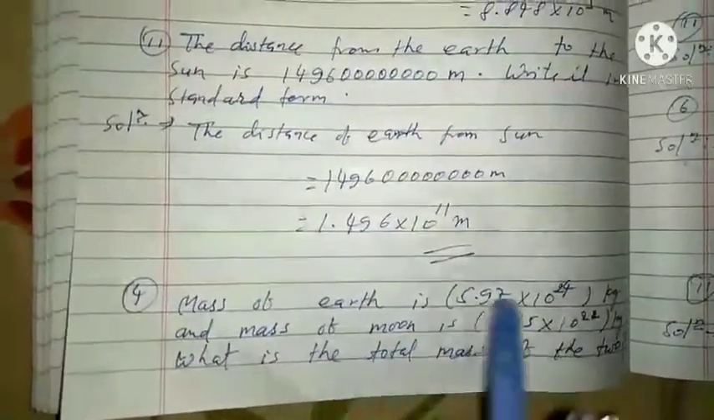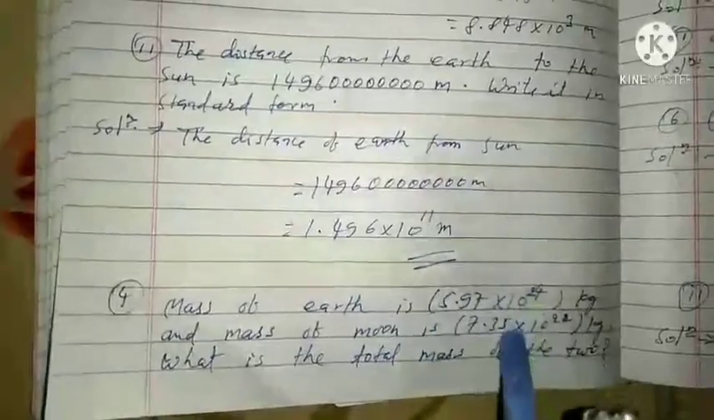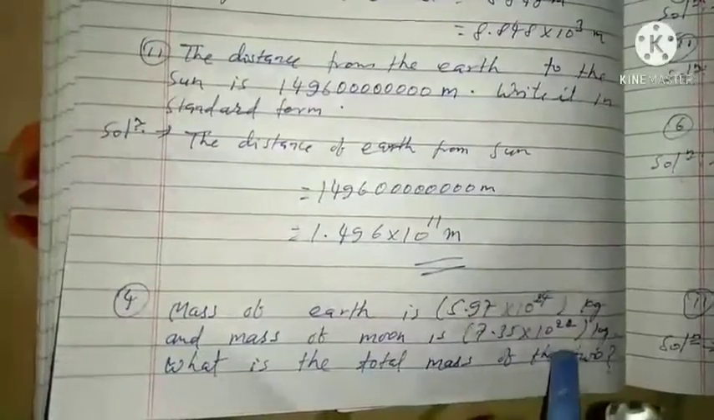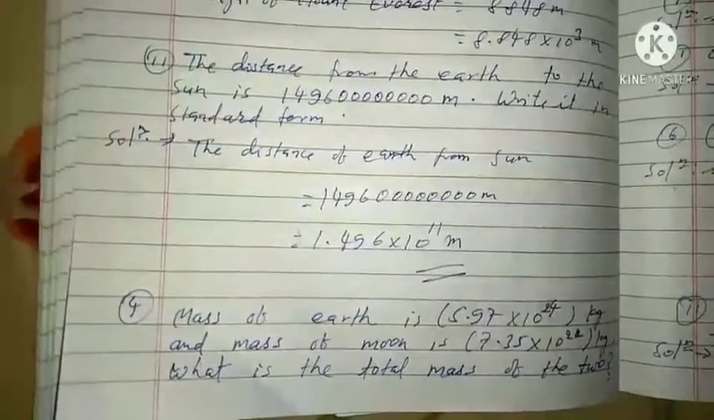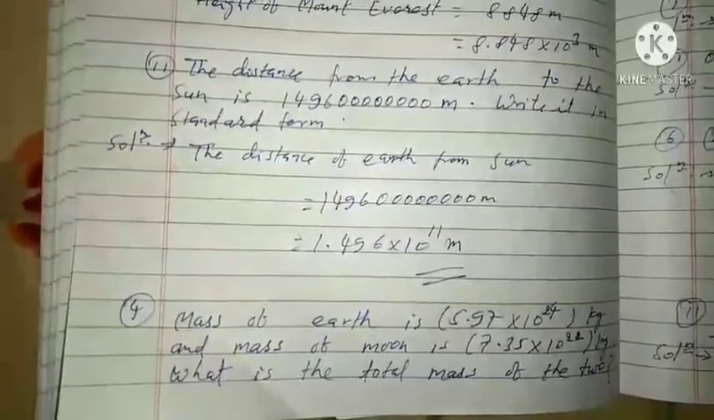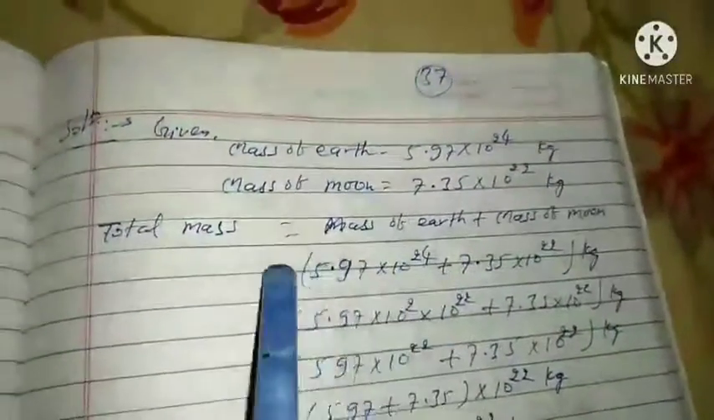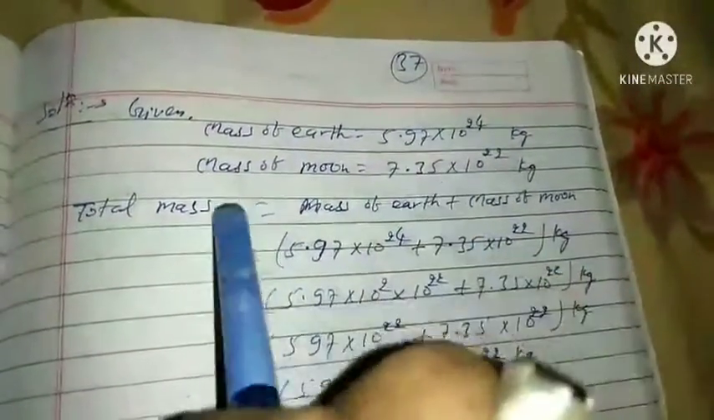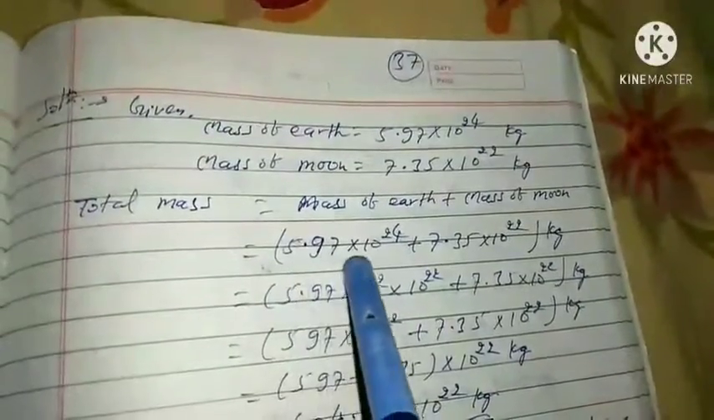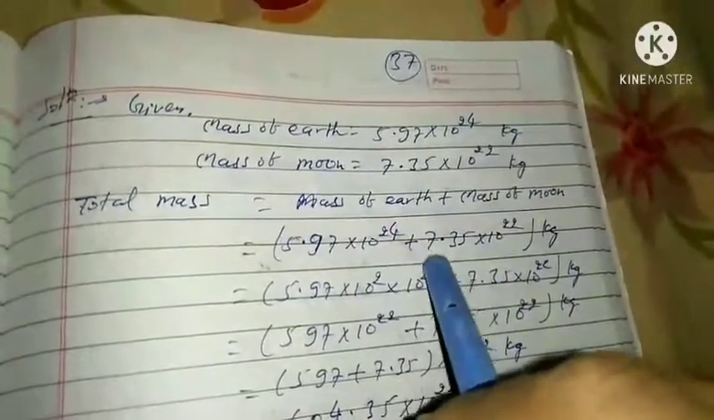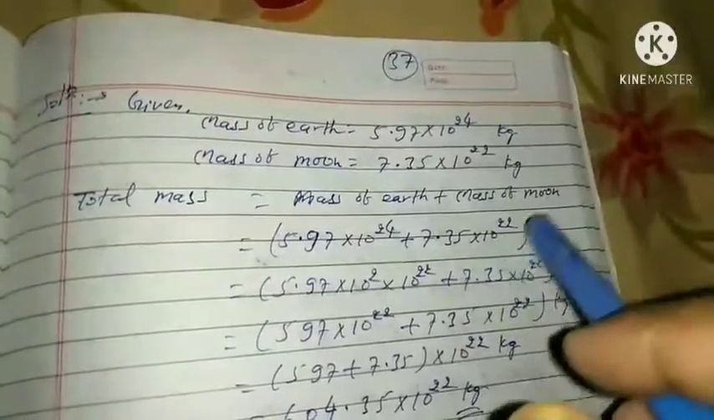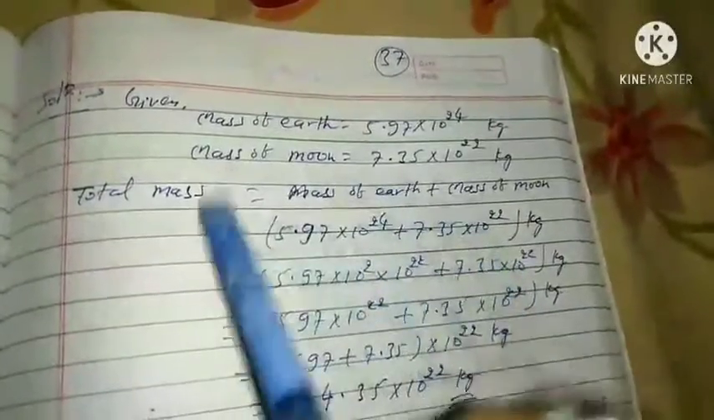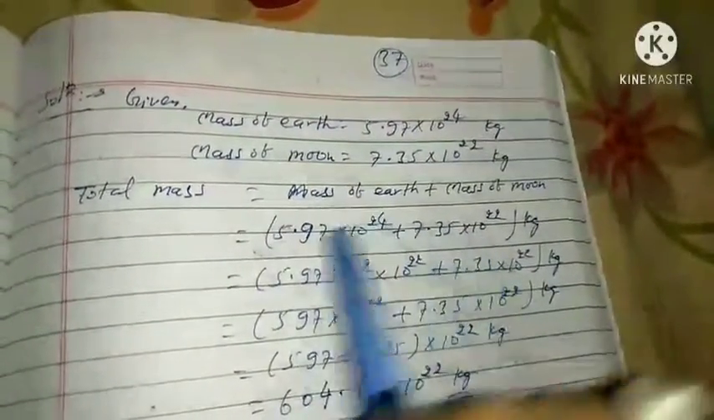Okay, next question. Mass of the earth is 5.97 multiplied by 10 to the power 24 kilogram, and the mass of the moon is 7.35 multiplied by 10 to the power 22 kilogram. What is the total mass of the two? It means we have to add these two masses. So before adding, we have to convert the given numbers to equal powers. That is, mass of earth is 5.97 multiplied by 10 to the power 24 plus mass of moon is 7.35 multiplied by 10 to the power 22 kilogram. We have to make sure that the two powers are equal. Then only we will be able to add these two numbers.